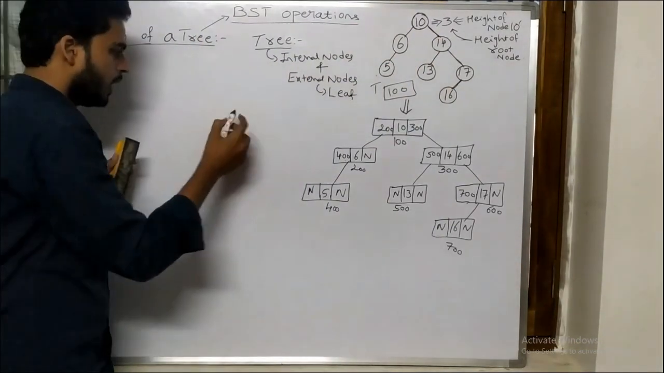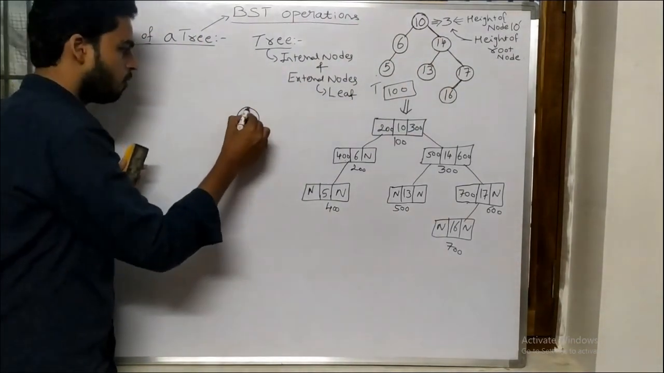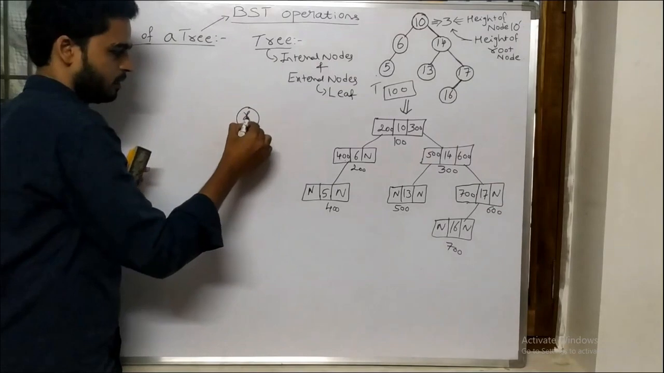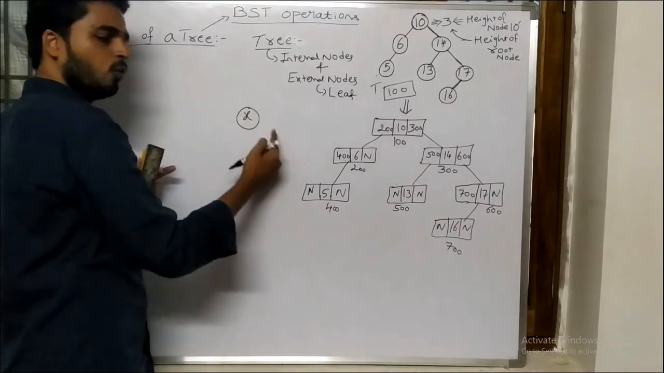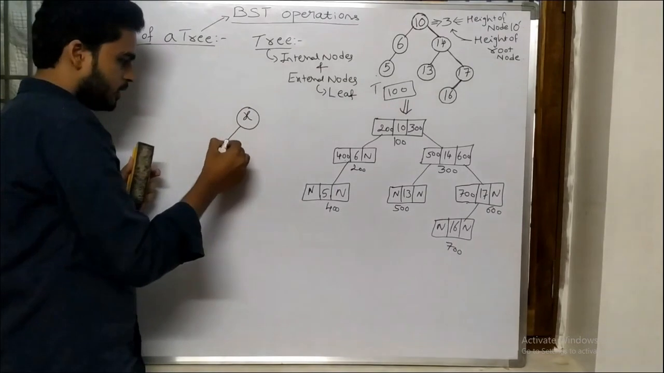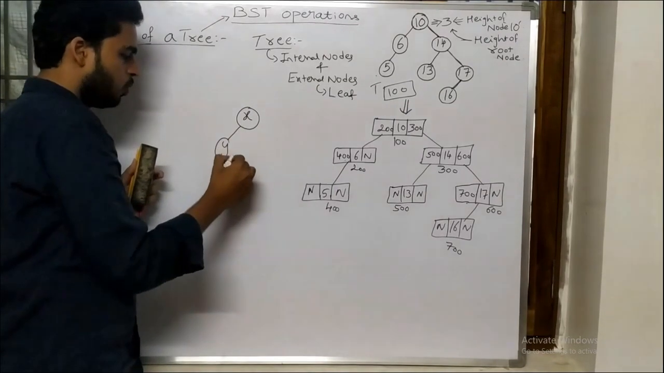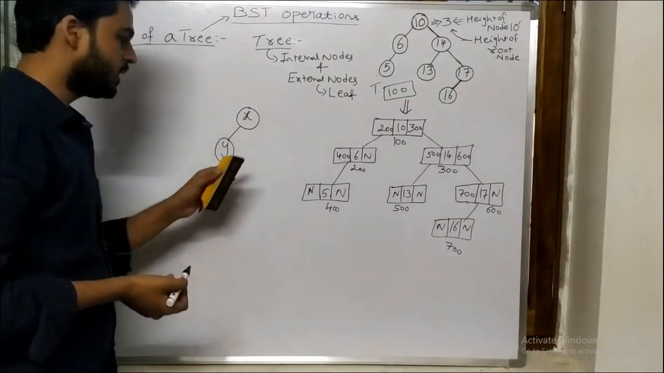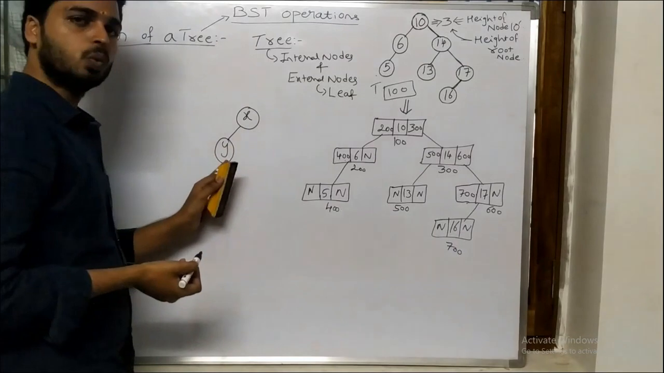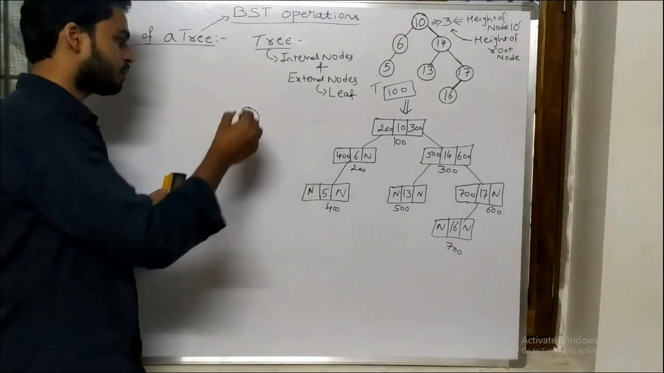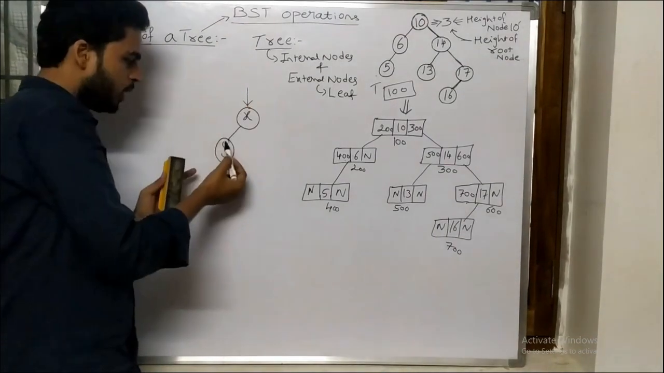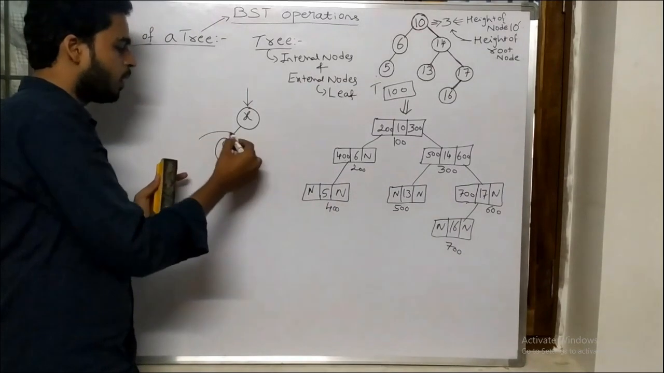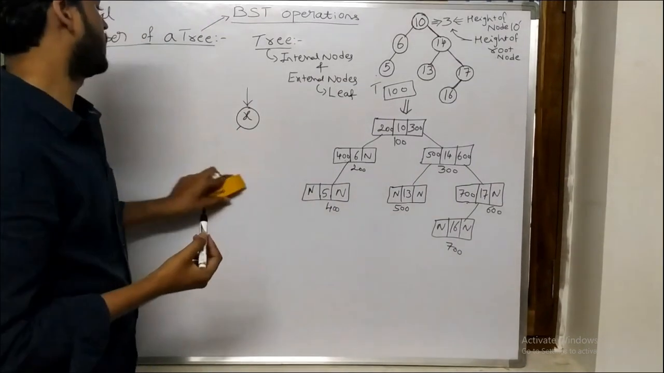For example, I am taking one node x. What is the total number of nodes present in this tree? Only one. Now I am taking node y. What is the total number of nodes present in this tree? 2. How are we going to check? I am going to take the first root node and check the left side part of this tree.